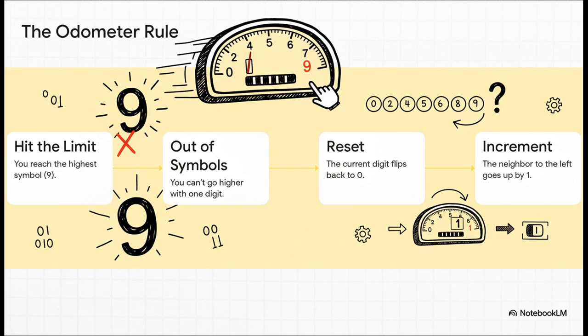It's this super simple idea we can call the odometer rule, like in your car. When that first dial hits its highest number, 9, what happens? It resets itself back to 0, and click, it bumps the number to its left up by 1. And that's how we get from 9 to 10.